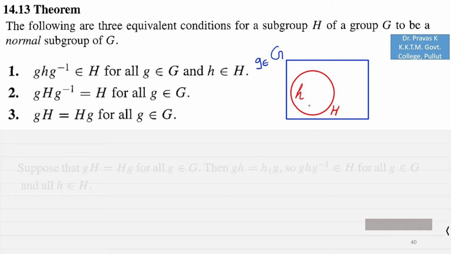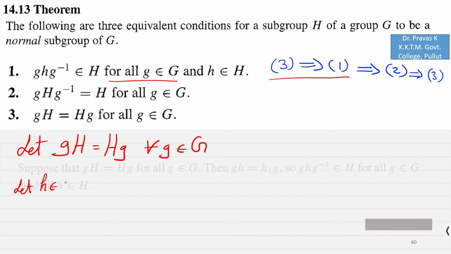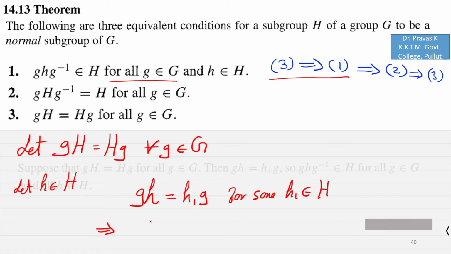So here we first prove that 3 implies 1. Let us assume that the condition 3 holds, that is gH is equal to Hg for every g in G. Since we need the condition for every g in G and h in H in the first condition, let h be an element of capital H. Then gH, which belongs to the first set, should be an element in the second set, that is h1g for some h1 in capital H.